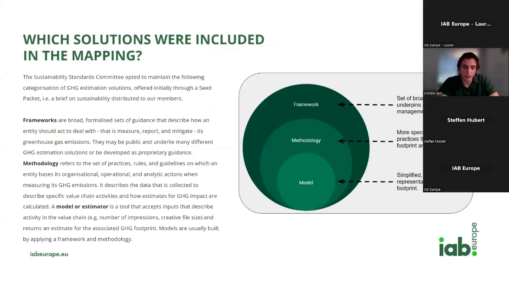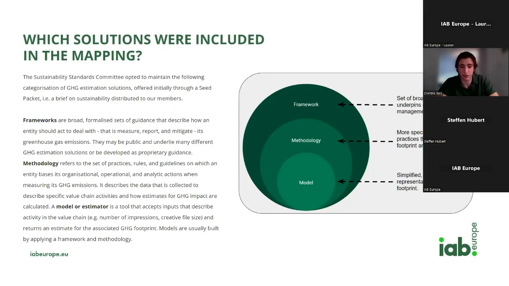Our categorization in the Sustainability Standards Committee is as follows. Frameworks are broad, formalized sets of guidance, right? They are the overarching document that essentially describes how you are going to measure, report, and mitigate greenhouse gas emissions associated with specific activity. We find that oftentimes these frameworks include methodology, but methodology can also be entirely separate from a specific framework.